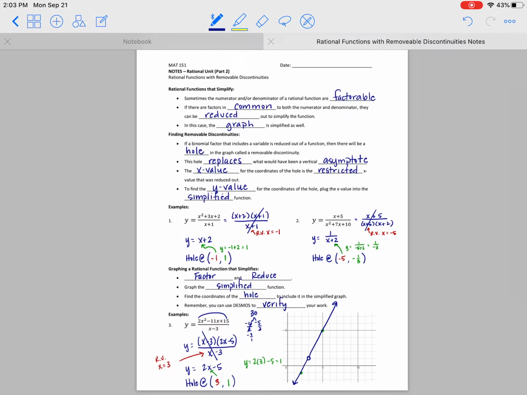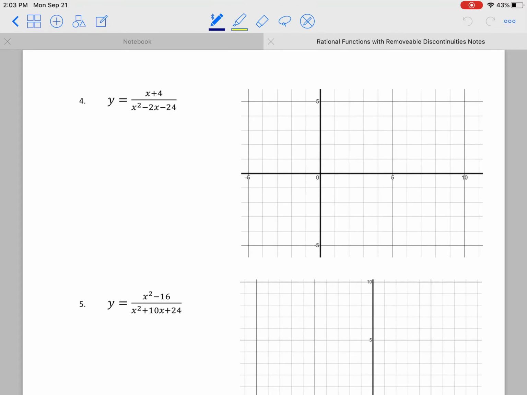Okay? Alright, so let's try this again. Here's another one. Hopefully I put a better graph on my note paper here. Again, this is going to simplify because the bottom is factorable. So on the bottom, factors of -24 that make -2 would be -6 and 4. So the bottom is going to factor into an x minus 6 and an x plus 4, which means the x plus 4s are going to cancel. So what do I have left? Well, technically a 1 on the top of the fraction and an x minus 6 on the bottom.